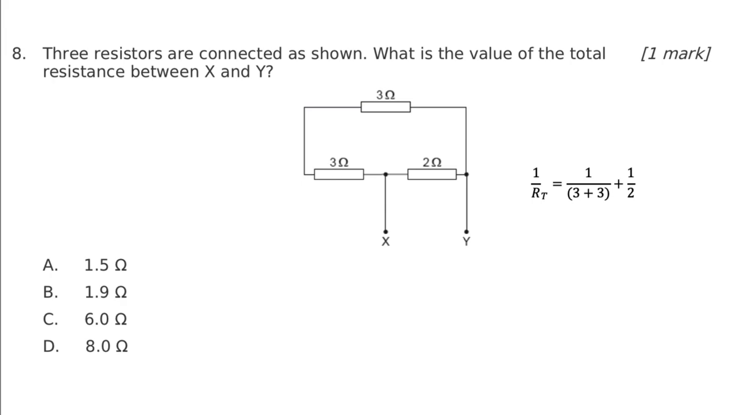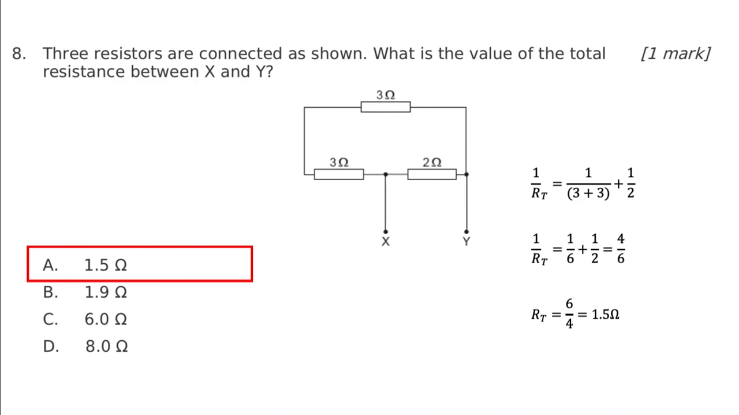Our total resistance is 1 over RT is 1 over 3 plus 3, plus 1 over 2. Therefore we've got 1 over RT is going to come up as 1 over 6 plus 1 over 2, which is 4 over 6. I then need to remember to flip this, giving me 1.5 ohms. Don't be confused by the question there. Really what we're just saying is what is the value of the resistance. It's not simply 2, because we have to take into account the effect of all of the other resistors as they're connected in parallel.